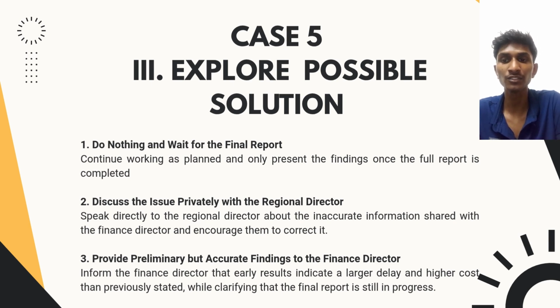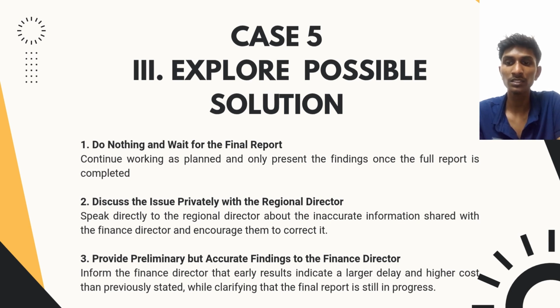The second solution is to discuss the issue privately with the regional director. This involves speaking directly to the director about the inaccurate information that was shared with the finance director and encouraging them to correct it. This approach gives the director a chance to fix their mistakes, but it depends on whether they are willing to be honest with the board.